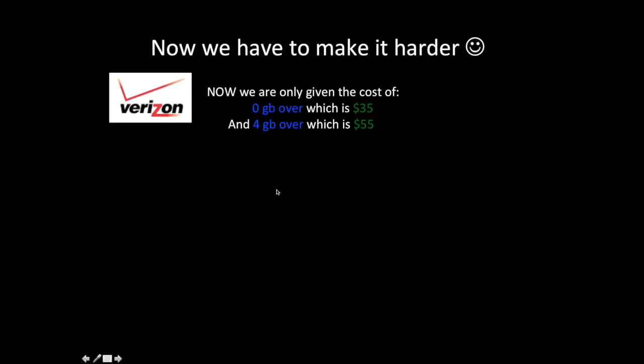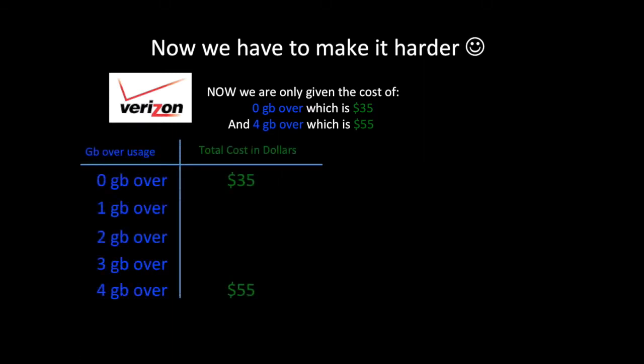Here's the new section. All right, so now we have to make it harder, right? So we want more of a challenge. So we're going to challenge ourselves a little bit. So now we're at Verizon, not T-Mobile, and what they tell us is that if you go 0 gigabytes over, the cost is $35, and if you go 4 gigabytes over, the cost is $55.